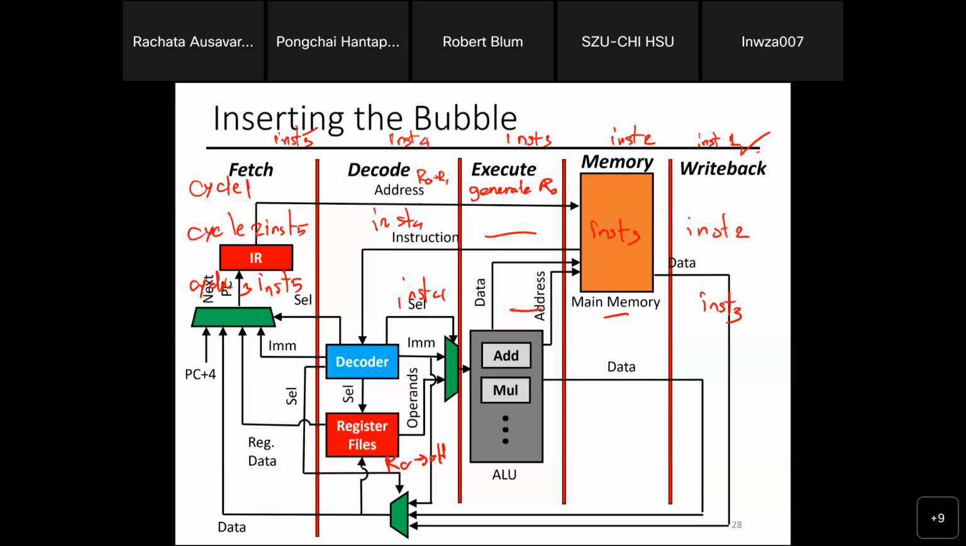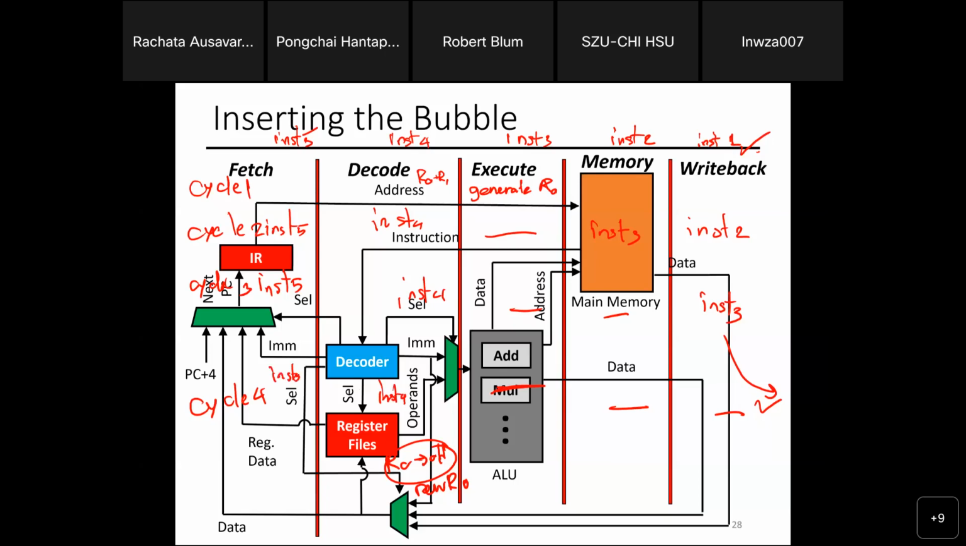Now R0 is still not updated. Only in cycle number 4 do you have the new R0. Instruction 3 is out, done. Nothing here, nothing here. I can't put anything here in cycle number 4 because in cycle number 3, the input to my pipeline register is still the old R0. So again, another bubble. Instruction 4 is here. Instruction 5 is here.